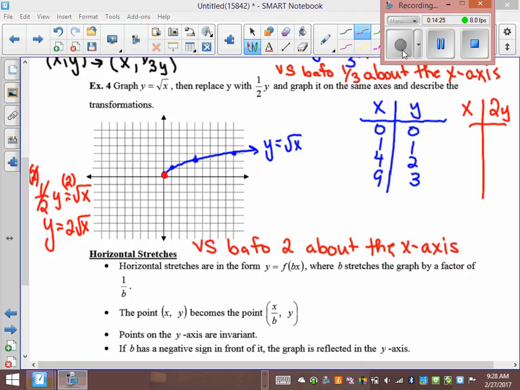So it's going to become x and 2y. So 0, 0 is going to stay the same. This is going to be 1, and then this can be 1 times 2, which is 2. This is going to stay 4, and then this can be 2 times 2, which is 4. It's going to say 9, and then 3 times 2, which is 6. So my new points are at 0, 0, 1 and 2, 4 and 4, and 9 and 6. So your x's are going to stay the same and your y's are just multiplied by 2. So it's vertically stretching it by a factor of 2.